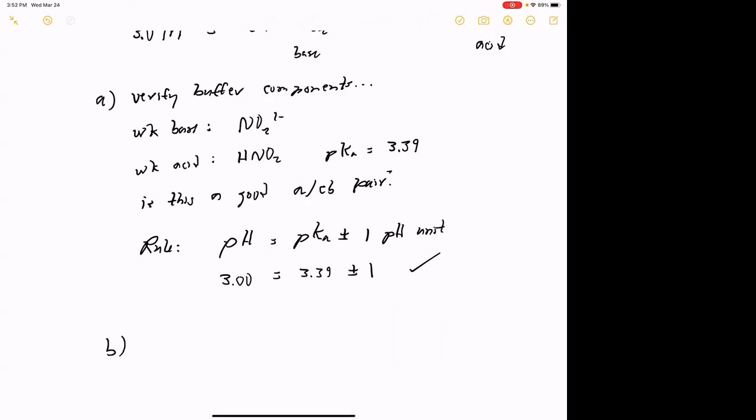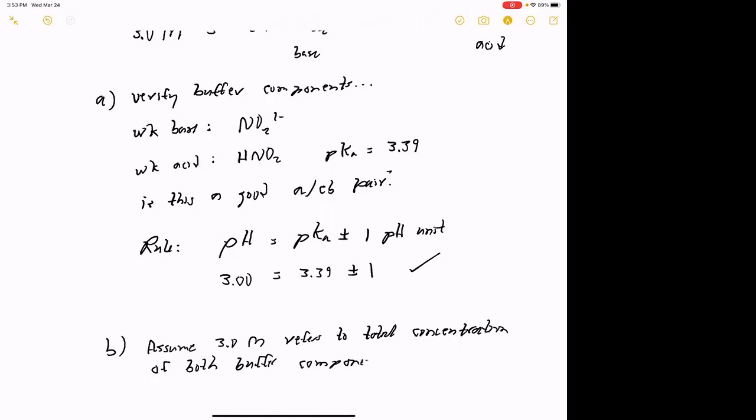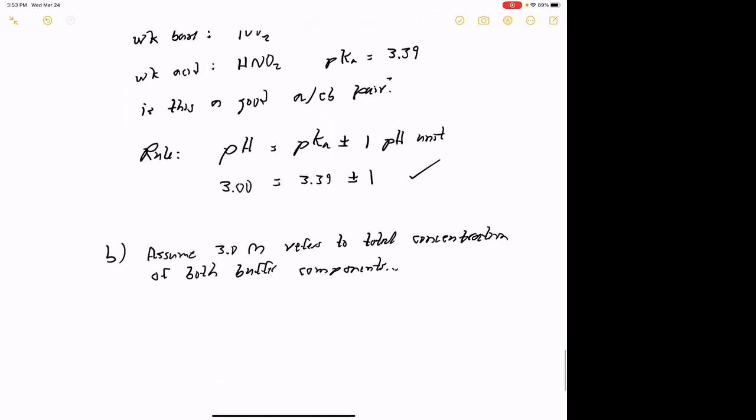Okay, so for item B, this is the other assumption which I've already told you. And that is we're going to assume the 3.0 molar refers to the total concentration of both components of the buffer. So now that we're a little bit more specific here, what we can say is that the 3.0 molar has to equal the sum of the concentration of the NO2 1-, which is the conjugate base, and the original acid, which is the HNO2. So those 2 concentrations have to sum to 3.0. Okay? So I think we already stated that a little bit further above.